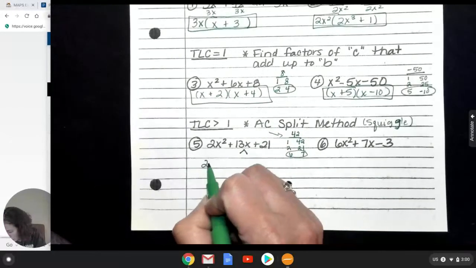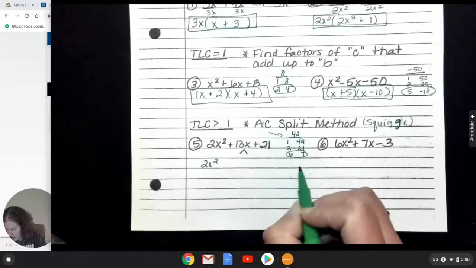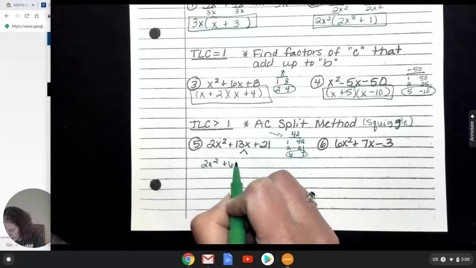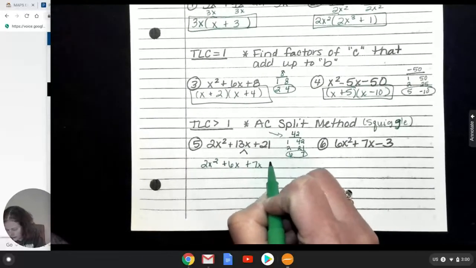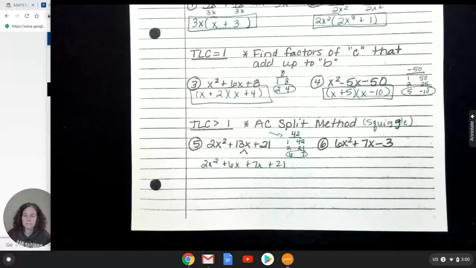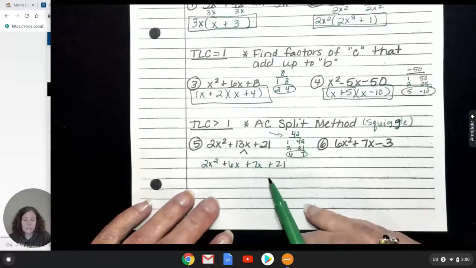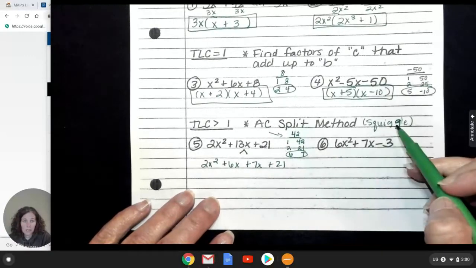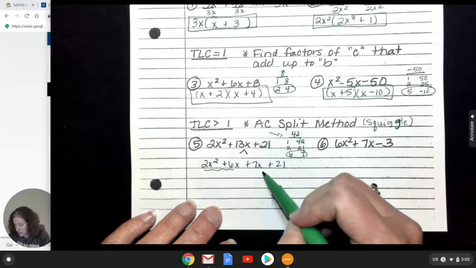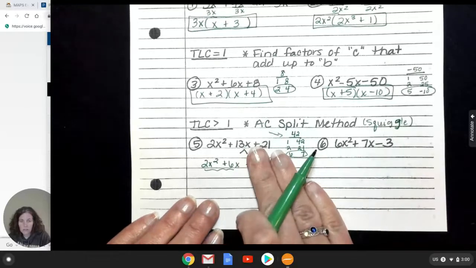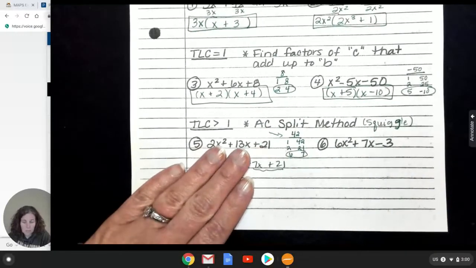So I would have 2x squared. Now instead of 13x, I'm going to do plus 6x plus 7x plus 21. Okay, so that's the split. Now we can squiggle. So remember, you're going to do a mini problem with the first two and a mini problem with the last two.